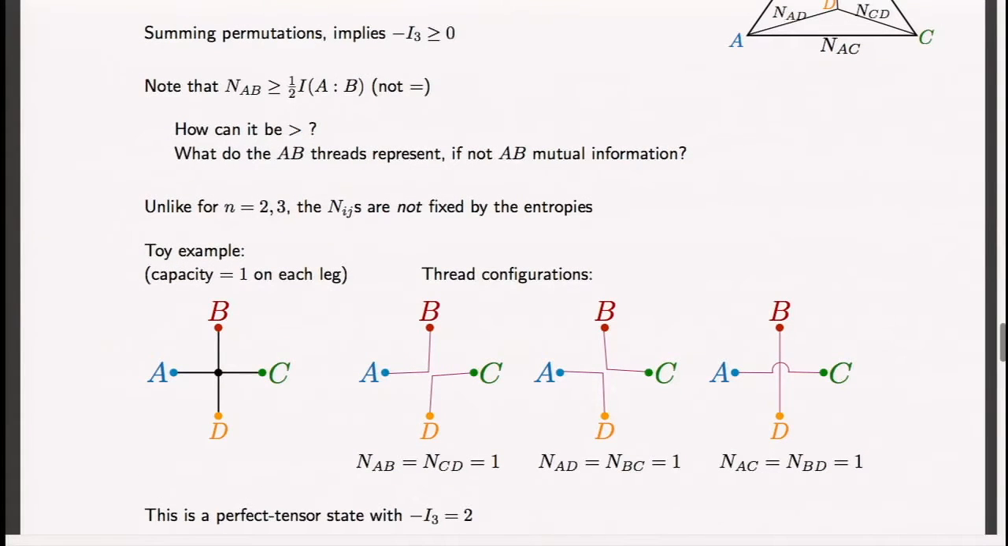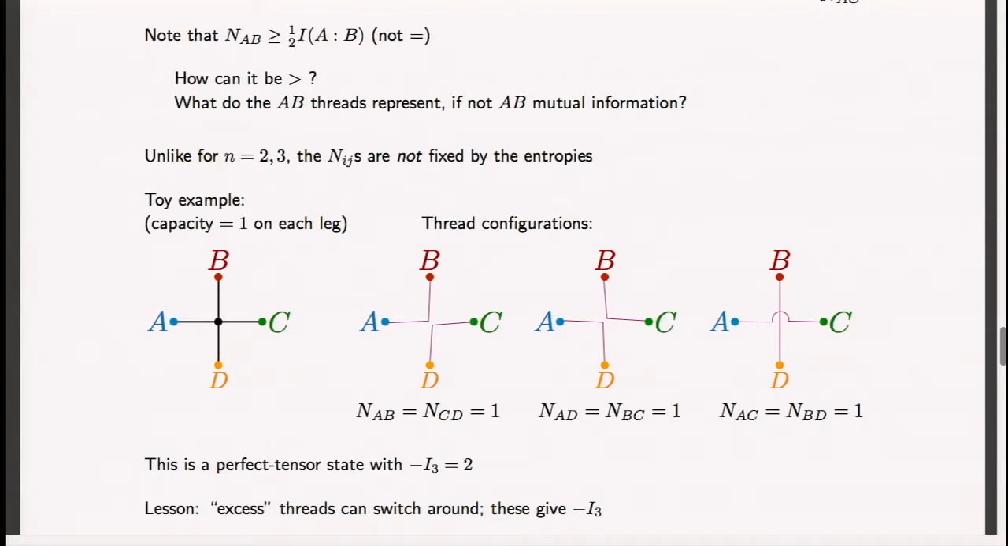If you calculate the entropies, you find that this is basically a perfect tensor state that has minus I3 equals 2. It's a perfect tensor state because S of A, all the individual entropies are 1, and the union AB has entropy 2. And so what we find here is that this is a case where there's no mutual information at all between pairs. And so what are the threads doing?